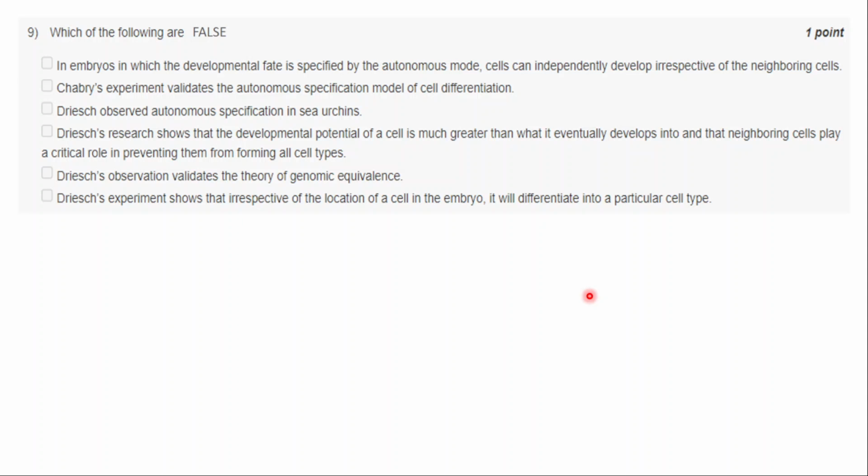4, 5, 6 are correct. I don't know about the third, but 4, 5, 6 are correct. Well, I think all statements are. Okay, let me now reveal the correct answer.